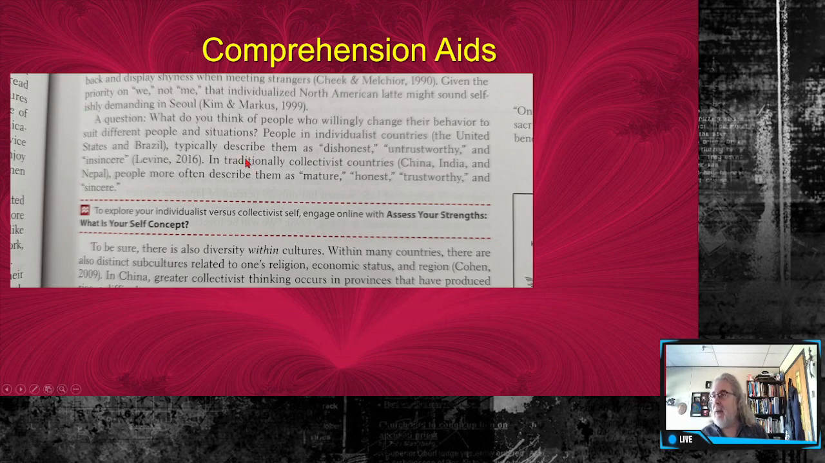And in this same example, if we look above that section, we'll see that the textbook asks a question. What do you think of people who willingly change their behavior to suit different people and situations? The fact that the textbook is asking you a question is something you can use to check your understanding. So after you read this section, think about, can you go back and answer that question? So textbooks a lot of times put these little aids in here to help you understand.